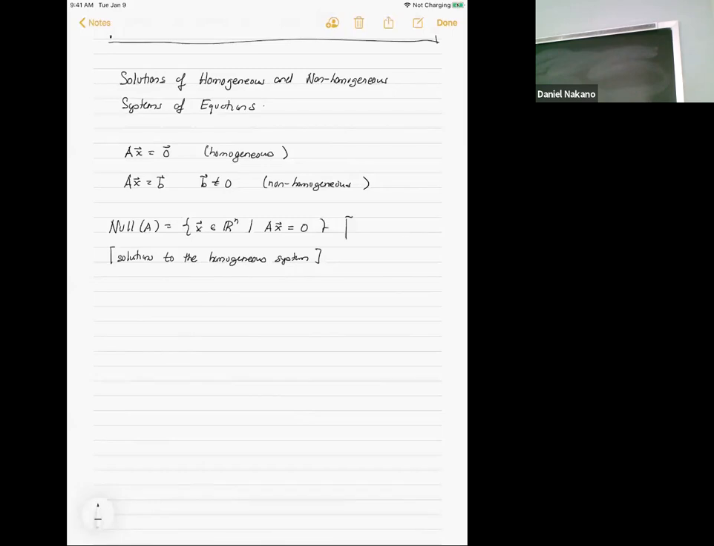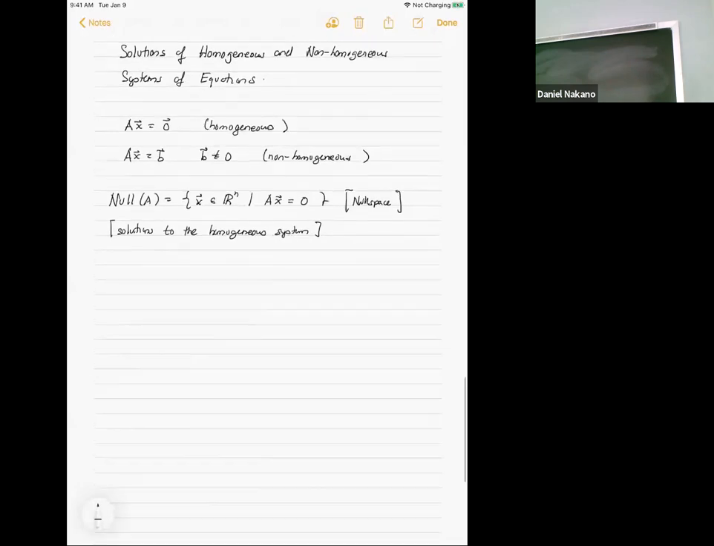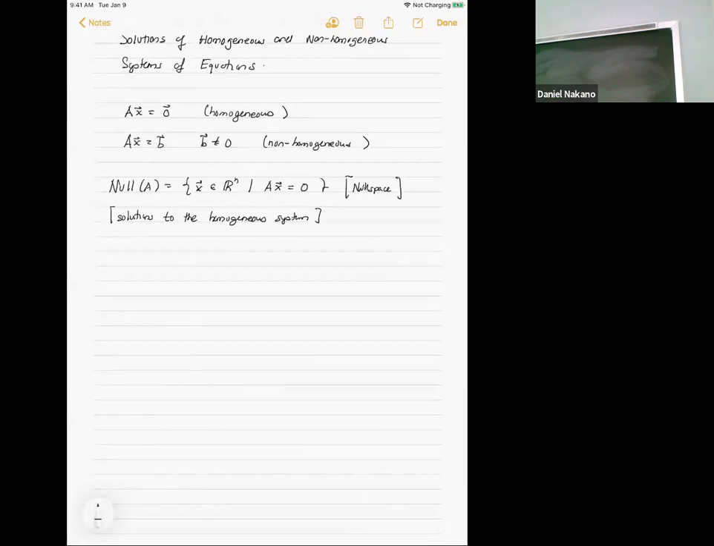And this is called the null space. Sometimes I'll refer to the solutions to the homogeneous system as the null space. All right, so let's calculate an example. We'll do a very simple example at first, and then from this example, we'll actually be able to see the relationship between the homogeneous and non-homogeneous.